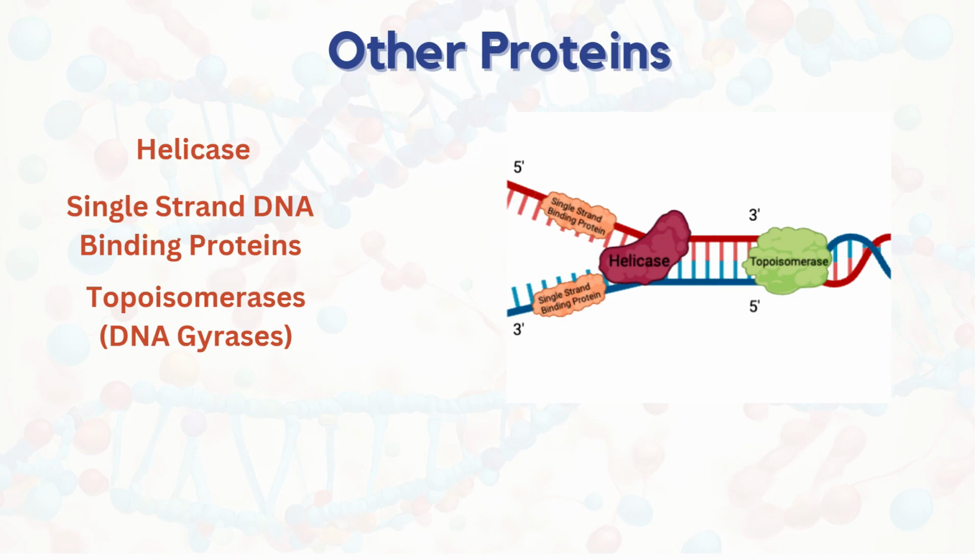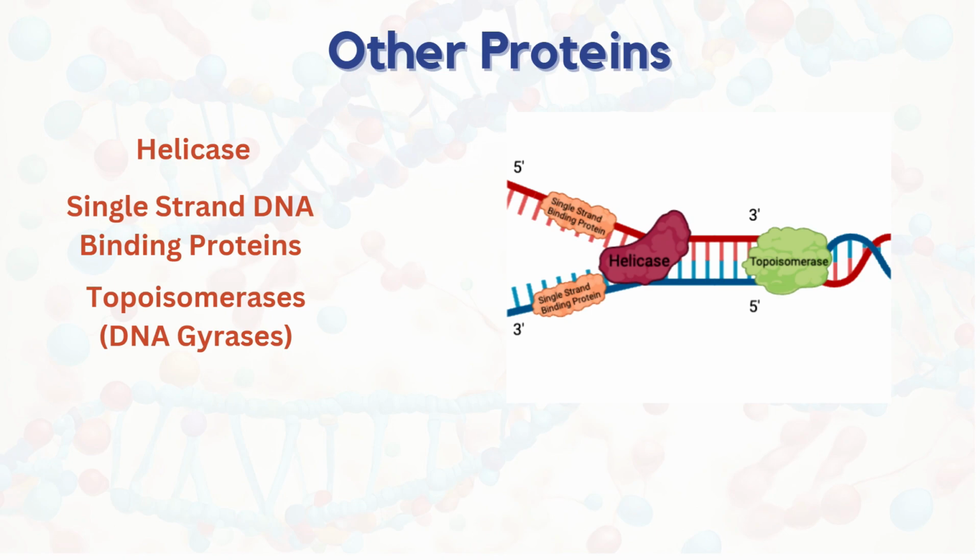Single strand DNA binding proteins, or SSBPs. Behind the replication fork, the single DNA strands are prevented from rebinding to one another by the action of single stranded binding proteins. These proteins bind to exposed DNA strands without covering the bases, which therefore remain available for the templating process.